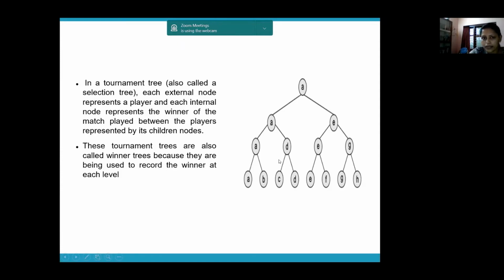Okay, as you can see in the figure, look at this tree. This depicts a tournament tree. Okay, for example, let it be a chess game that we are playing. So you can see here there are different levels of the game being played, and A is the ultimate winner of the game. See here, a match is being played between A and B. A wins the game, so A is the parent node of A and B. So in the match between A and B, A is the winner. In the match between C and D, D is the winner.